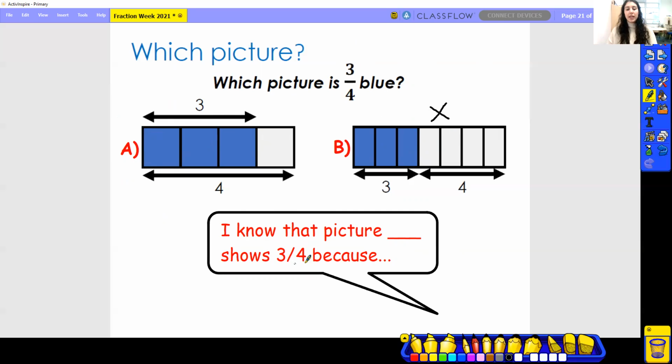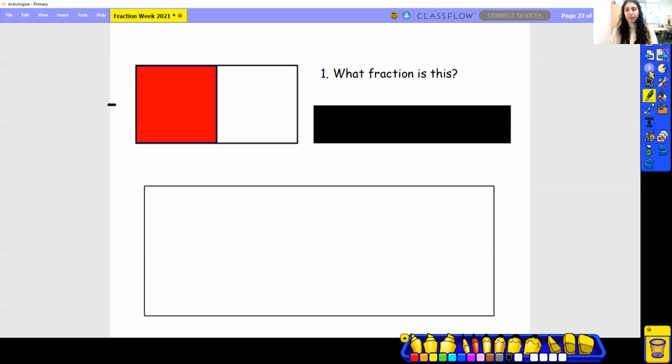Remember, when that denominator is 4, we say quarters. So I know that picture A shows 3/4 because, can you finish that sentence and pause the video to do it? And when you've got an answer, play the video to hear mine. Great, well done. So hopefully you've said that. I know that picture A shows 3/4 because there are 4 equal parts in the whole and 3 of them are shaded. Wonderful, well done.